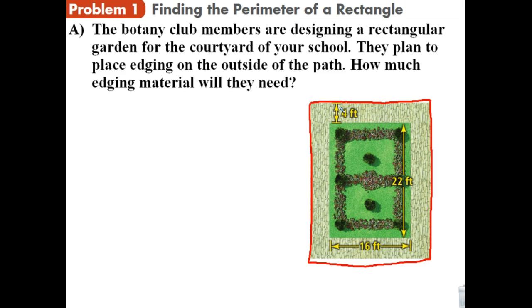And the trick is for this, since the entire path is 4 feet wide, if I want to figure out what the height of this rectangle is, I'll take the 22 and add 4 to the top and also add 4 to the bottom. 22 plus 4 plus 4, that's going to give me a height of 30 feet. Same idea for the base or the width. 16 plus 4 on the left, plus another 4 on the right. Need to add to both sides. That'll give me a 24.